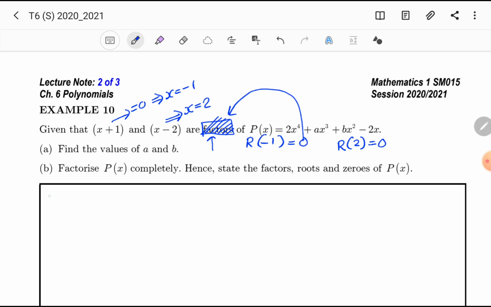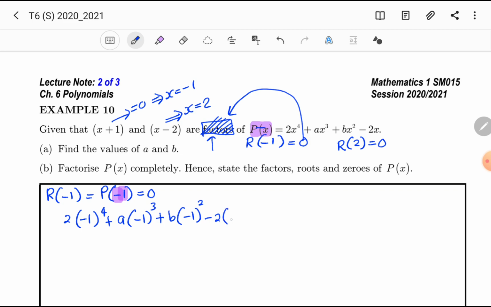Okay. So, we know that R of negative 1 equals P of negative 1 equals 0. Okay, so kita masukkan dalam P(x). Ni kita ada P(x). Dan kita akan masukkan negative 1 dalam P(x). Okay, so we will get 2 times negative 1 power of 4 plus a times negative 1 cube plus b times negative 1 squared minus 2 times negative 1 equals to 0.